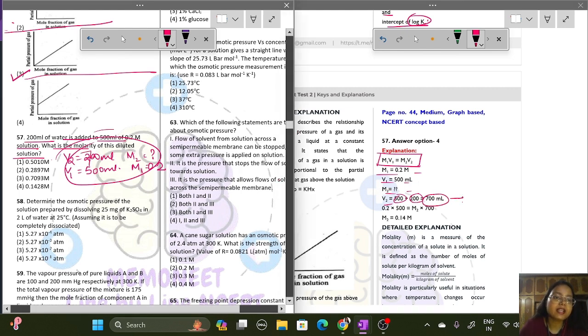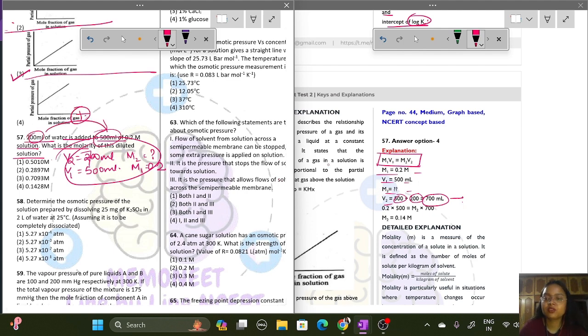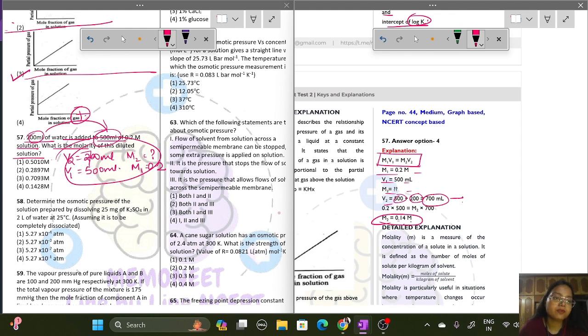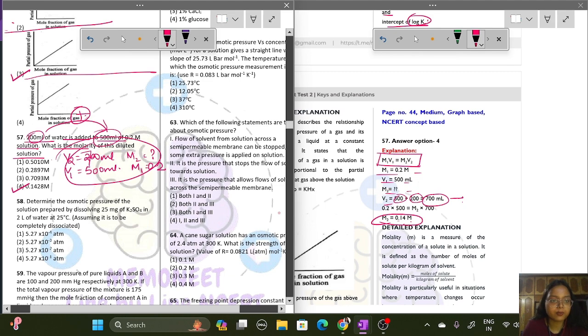200 ml of water is added to 500 ml, it is written. So these two have to be combined. So 700 ml, and here we can find out M2. It is equal to 0.14 molar. 0.14 molar, option number 4 will be the correct option.